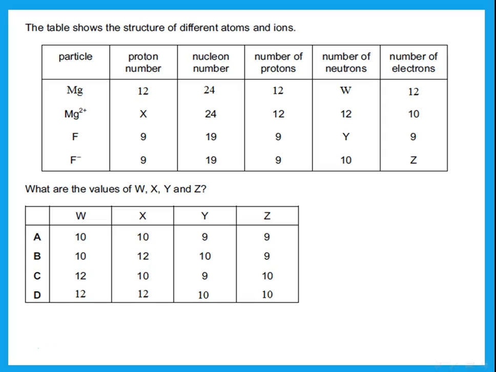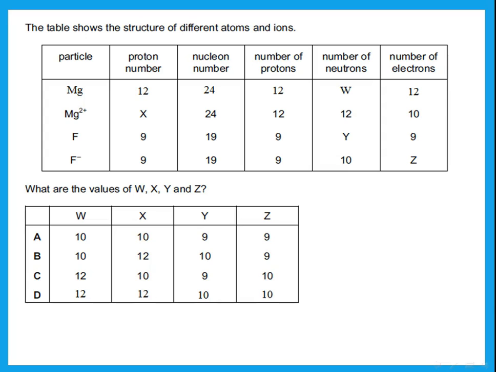Okay, what is X? X is the proton number of magnesium. If the table says the number of protons is 12, that means that the proton number also is 12. And that means that X is 12. So that means that my answer must be D. But let's go through the rest to make sure that everything is correct.